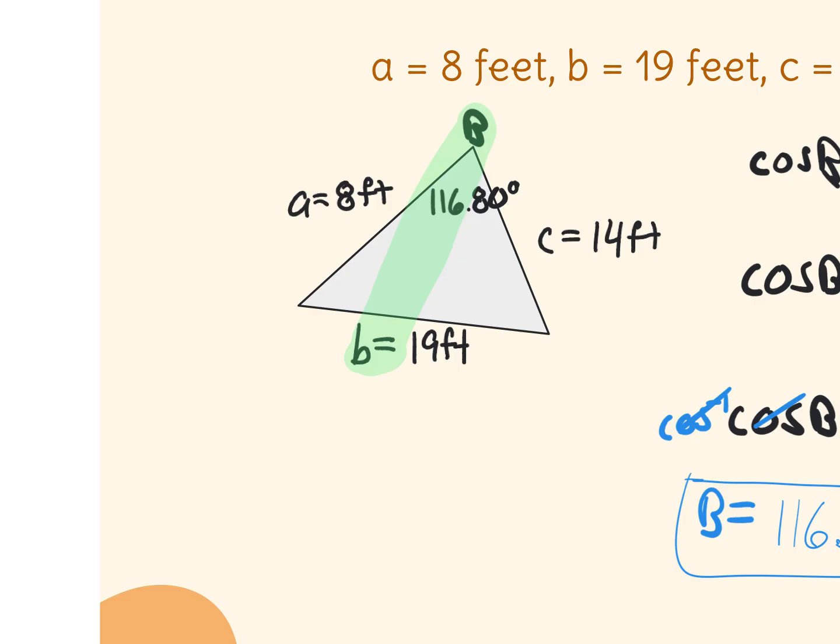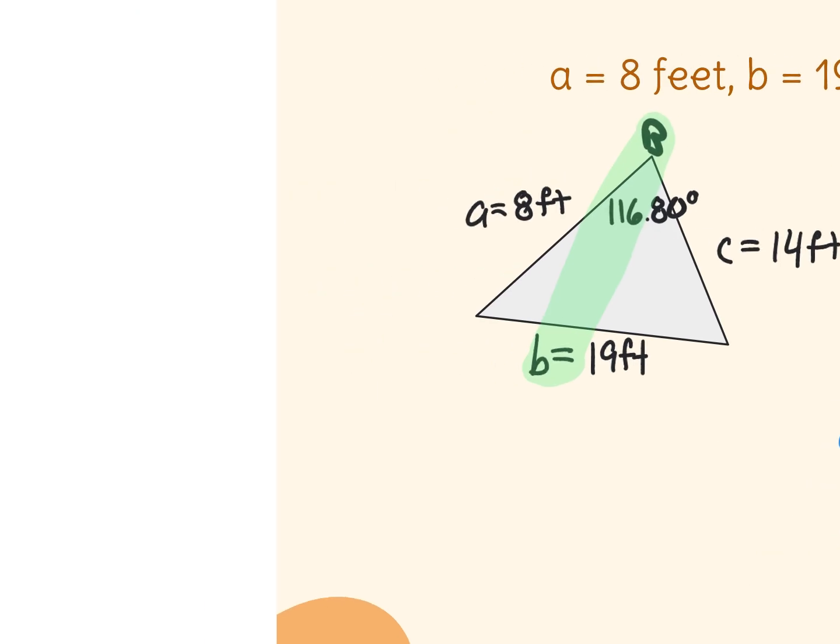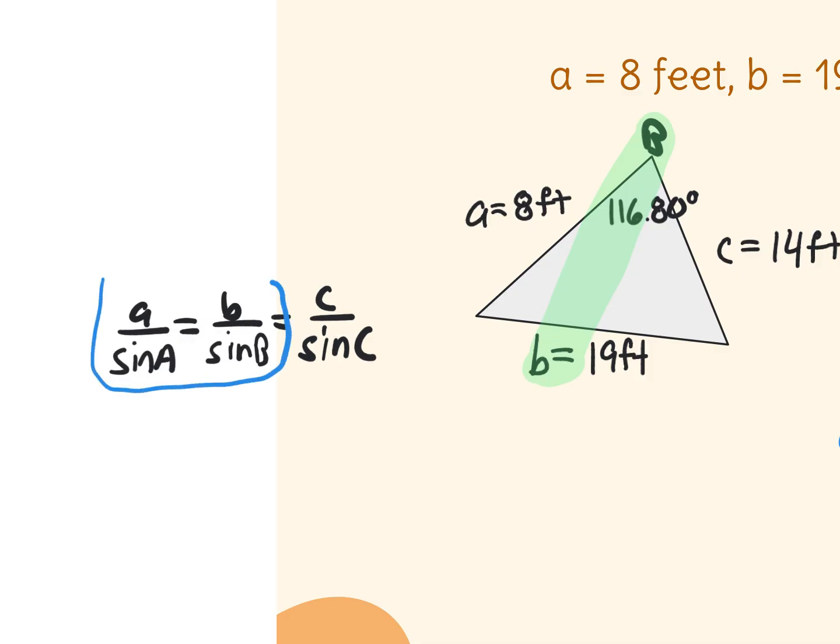And we can find, let's just find angle A. Doesn't really matter which one. If you don't remember, go back to yesterday's notes and copy paste it. I think it's a over sine A equals b over sine B equals c over sine C. If I'm just trying to find angle A, let's just look at this part of it. Let's not worry about C.